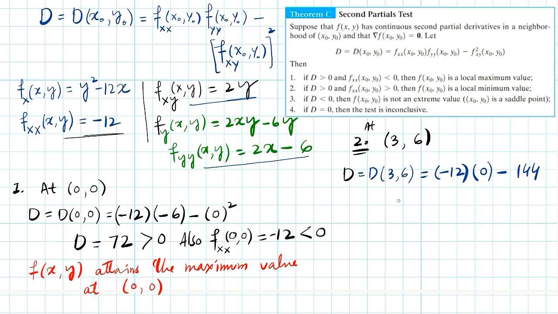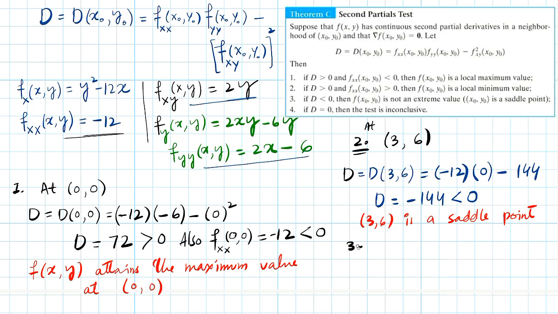So now in this case you can see the discriminant is going to be negative 144, and that is less than 0. So by the second partials test, when the discriminant is less than 0, that point is basically a saddle point. Okay, so the conclusion is that 3 comma 6 is a saddle point. Is it okay?